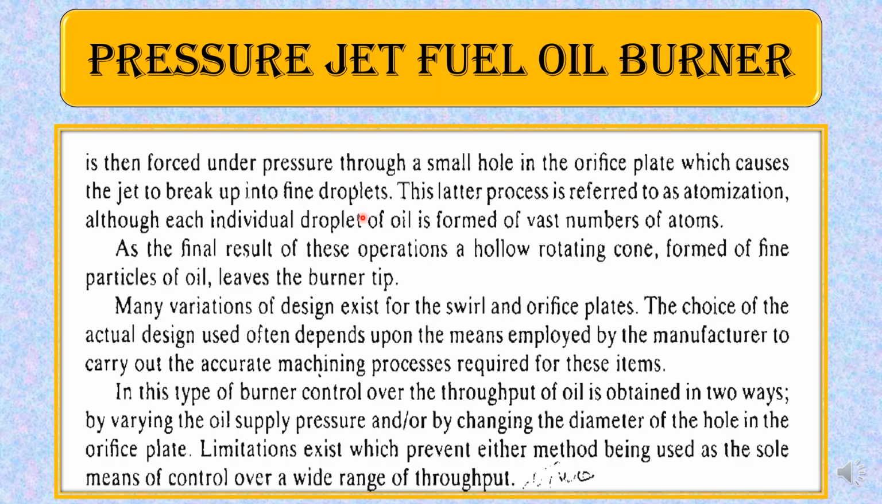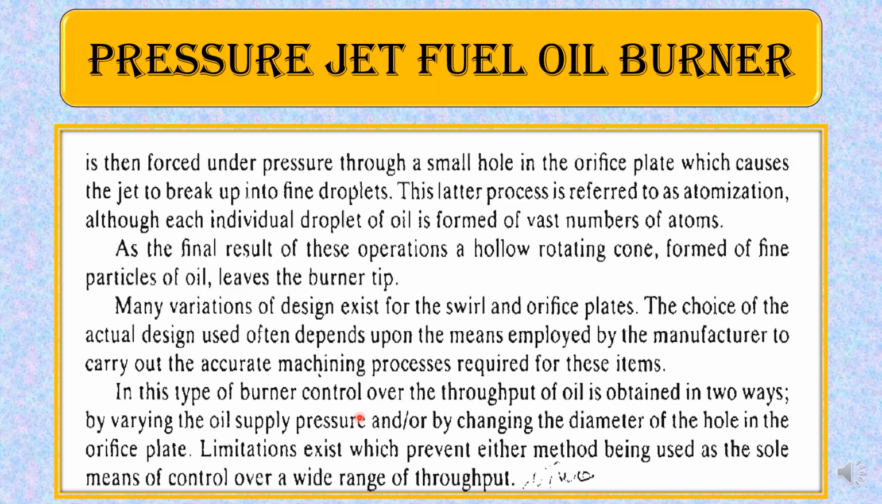Here, when we talk about the small hole, the orifice plate causes the jet to break into fine droplets. So two things happen. Number one is the rotational energy, which is provided by the angled hole, and number two is the orifice, which breaks the fuel into fine droplets. So atomization as well as the creation of the hollow rotating cone happens. As a final result, the hollow rotating cone is formed, and many other variations in design also exist, depending upon the manufacturer.